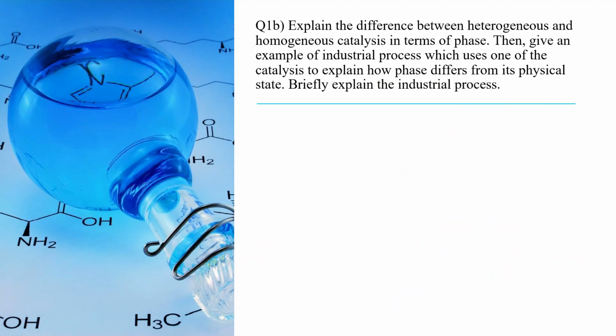The next question is, explain the difference between heterogeneous and homogeneous catalysis in terms of phase. Then, give an example of an industrial process which uses one of the catalysis to explain how the phase differs in its physical state. Briefly explain the industrial process.